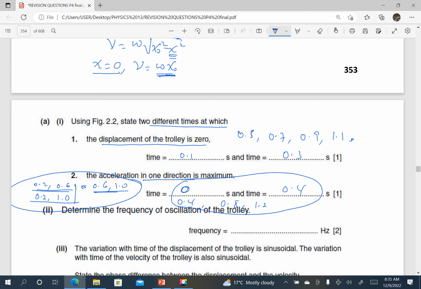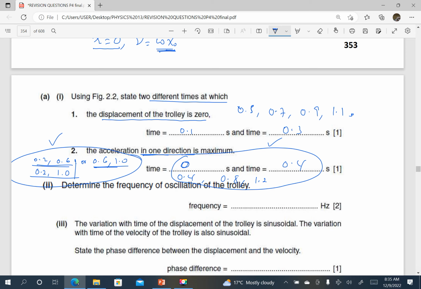Then when they say in opposite directions, it means you will choose one here and one there. That is in opposite directions. Acceleration maximum, but in opposite directions. You choose one from the positive gradients and one from the negative gradients. But since they wanted only one direction, you choose from the same sign of gradient.